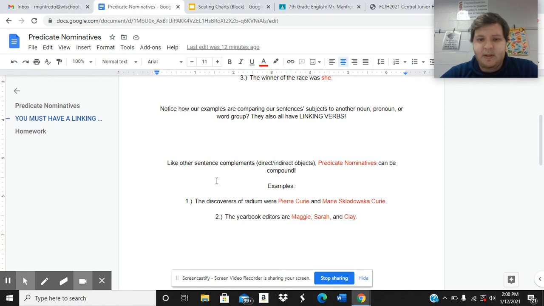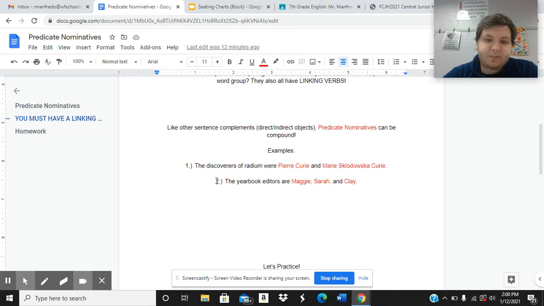There's a couple of rules that you need to keep in mind when you're looking for nominatives. You have to have a linking verb, first and foremost. We've already gone over that. You can have a compound nominative. So if you have more than one in your predicate, you have to include all of them. And we've got an example right here. Actually, a couple of examples.